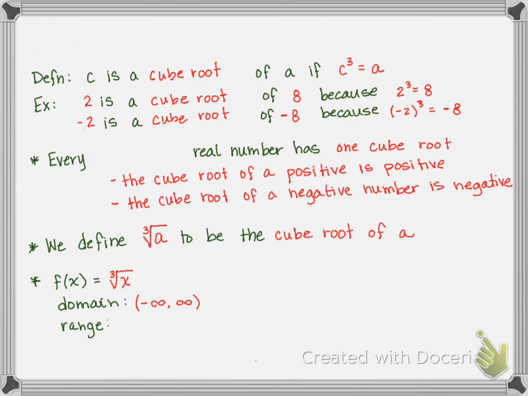It would be all reals. Yeah, it's all real numbers again, right? Because the cube root of a negative is a negative, so you can get a negative output. The cube root of 0 is 0. And then the cube root of a positive is a positive, so you can get a positive output. So we can get any output as well.